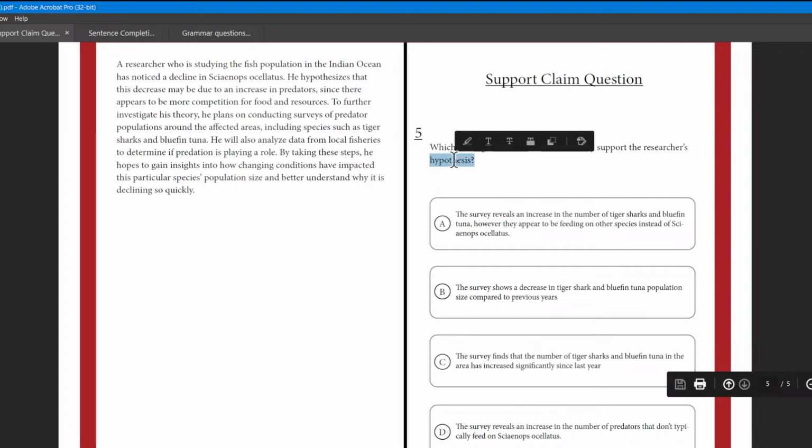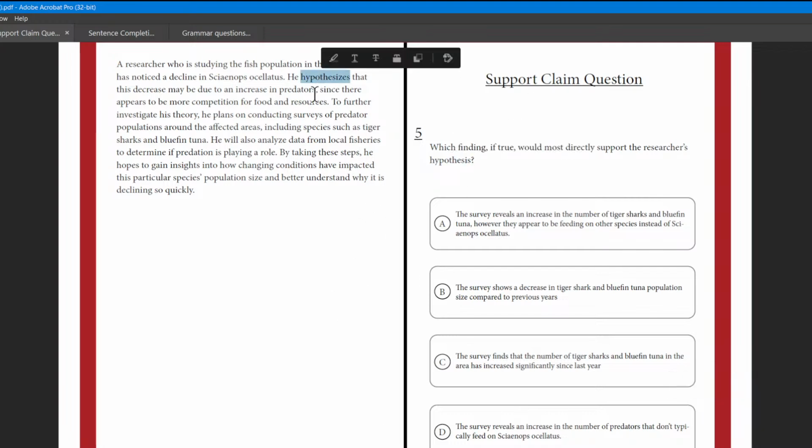Which one would most support the hypothesis? What's the hypothesis? Here it is. He hypothesizes that this decrease may be due to an increase in predators. Okay, so we got a fish that is declining, and he thinks it could be because there are more predators. All right, so I got to find the predators. Where are the predators? Okay, he plans on conducting surveys of predator populations, species such as the tiger sharks and bluefin tuna. Okay, so very simple logic here.